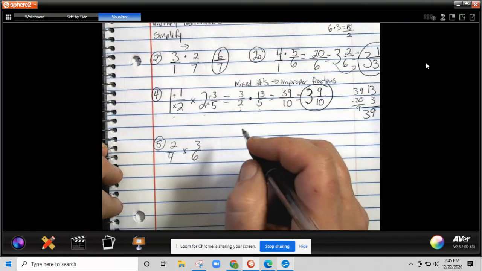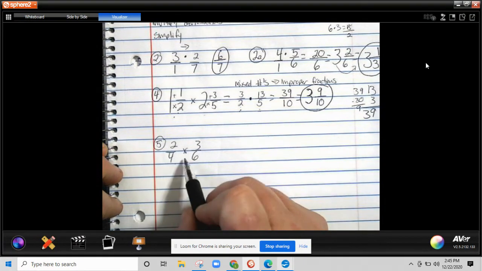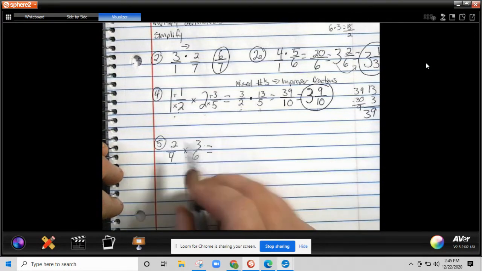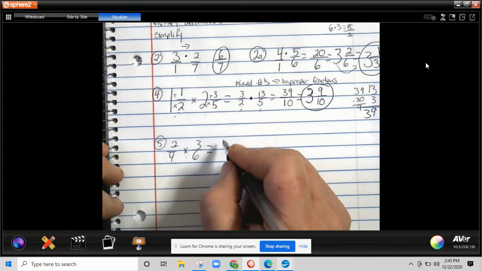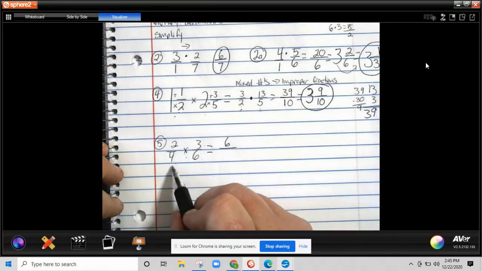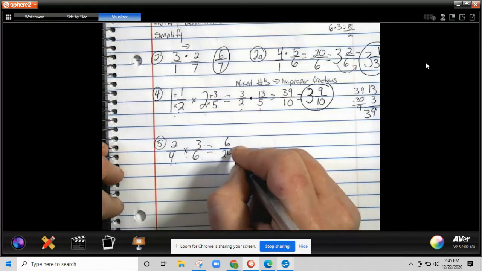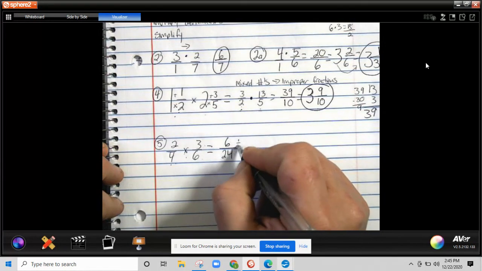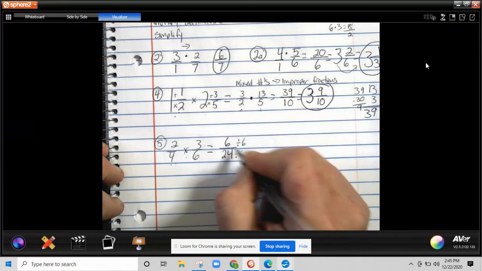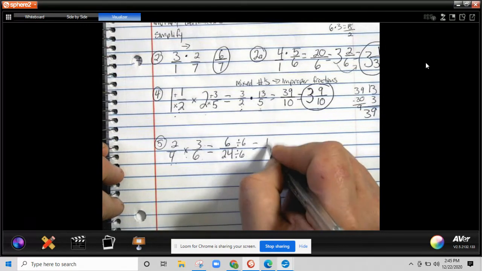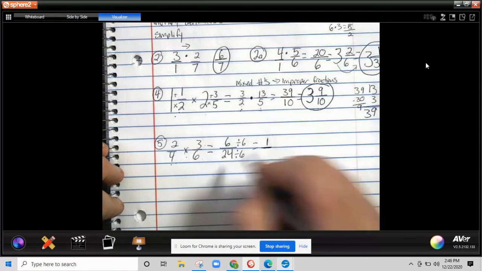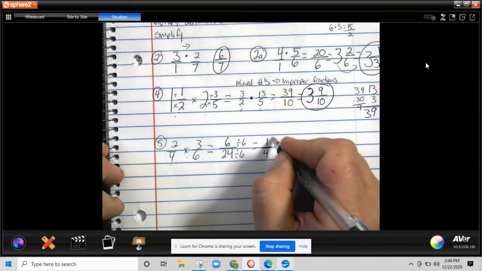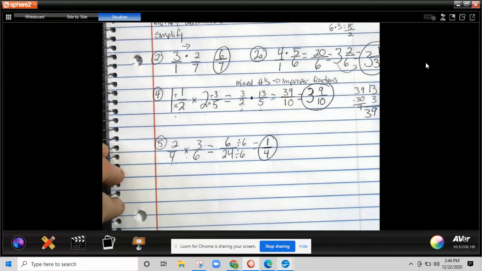All right, last one. So I have 2/4 times 3/6. 2 times 3 is 6. 4 times 6 is 24. Okay, so it's not an improper fraction, but it is a fraction that needs to be reduced or simplified. Now I can divide both of those by 6. 6 divided by 6 equals 1. 24 divided by 6 is going to be 4. So my answer here is 1/4.